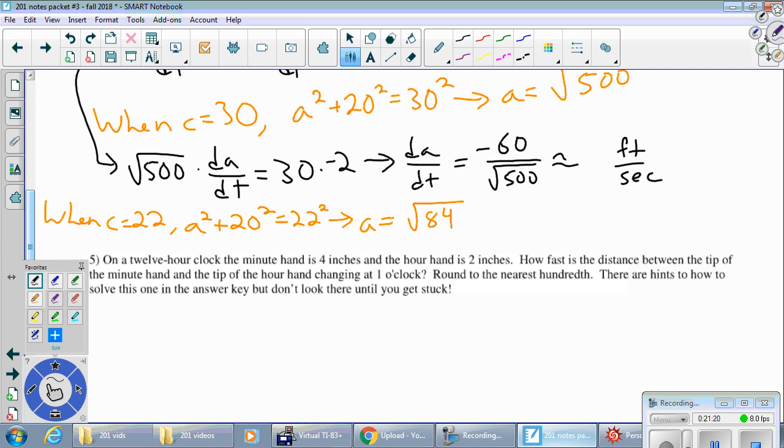And so that means that our black equation changes now. I think the start of it was A, so that's square root of 84 times dA/dt, that's our unknown, equals C. So C in this part is 22, and then dC/dt is always -2. So that means that dA/dt is -44 over the square root of 84.